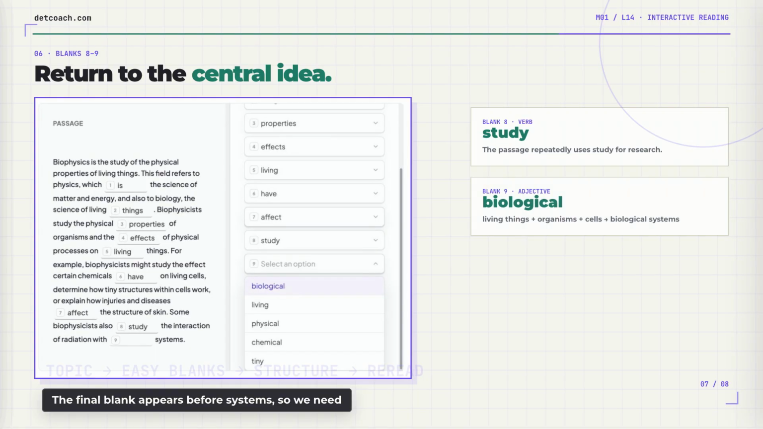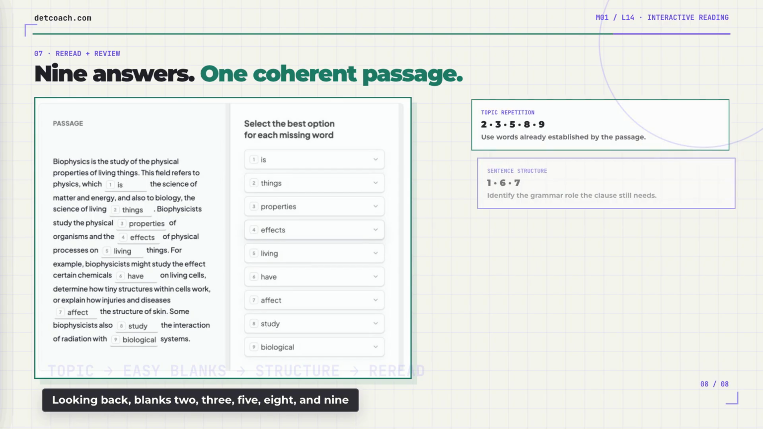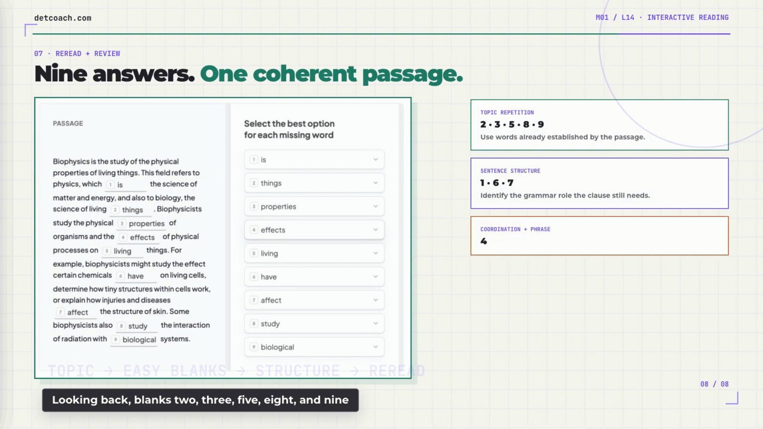The final blank appears before systems, so we need an adjective. The passage discusses living things, organisms, and living cells, which makes biological systems the natural phrase. We therefore select biological. Now that all 9 blanks are complete, let's quickly reread the passage. Looking back, blanks 2, 3, 5, 8, and 9 mainly rely on repeated topic words. Blanks 1, 6, and 7 require sentence structure analysis.